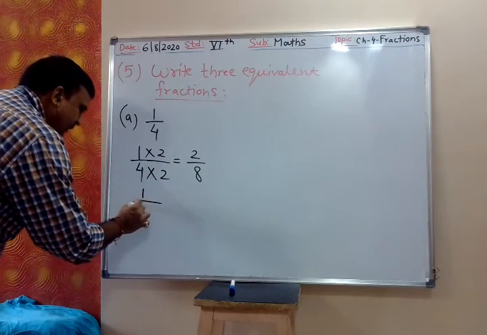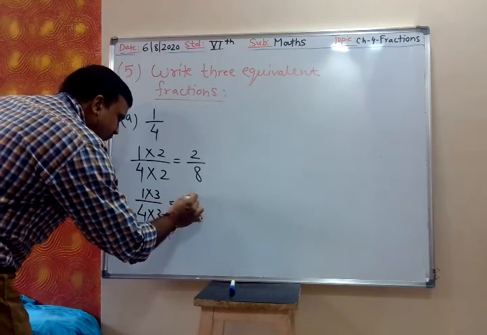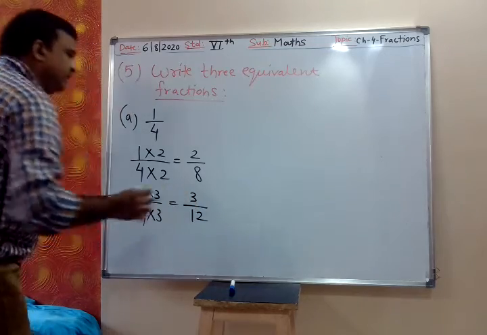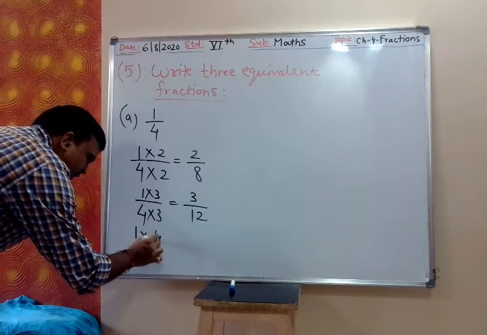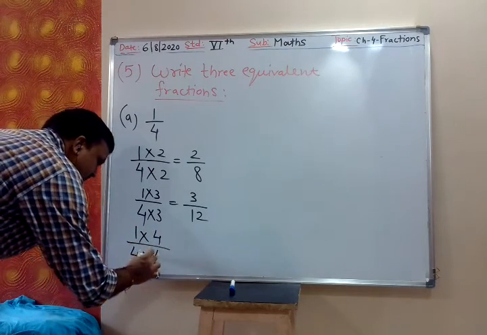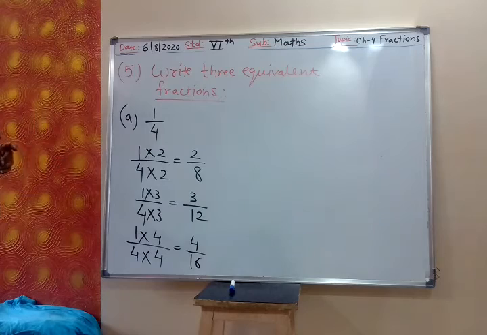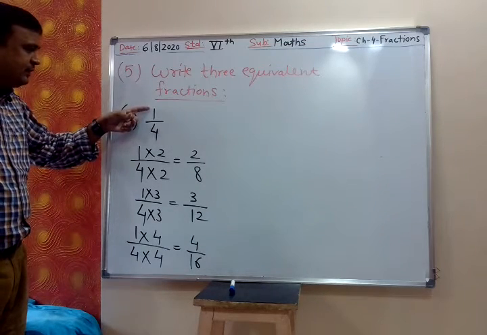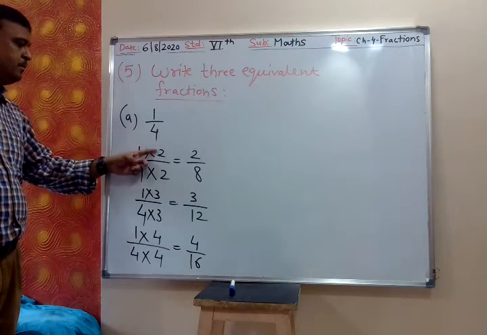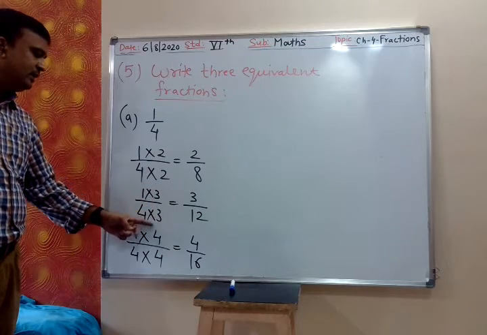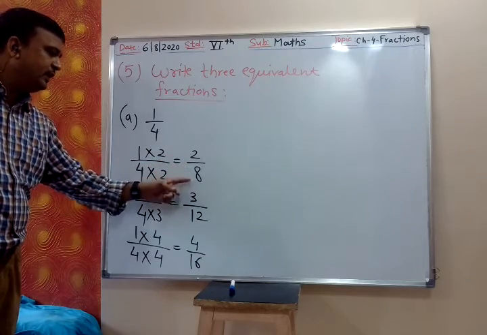Next I will multiply 1 by 4 by some other number, 3. 1 into 3 is 3, 4 into 3 is 12. So 3 by 12. Next I will multiply by 4: 1 into 4 upon 4 into 4 is 4 upon 16. To write 3 equivalent fractions, I will multiply and divide 1 by 4 by 3 different numbers: first by 2, second by 3, third by 4. So we get the 3 equivalent fractions 2 by 8.